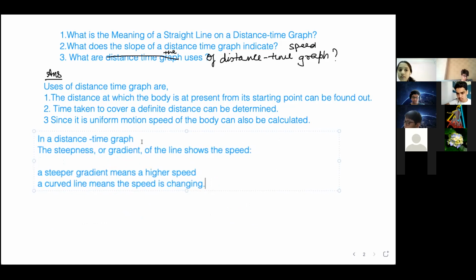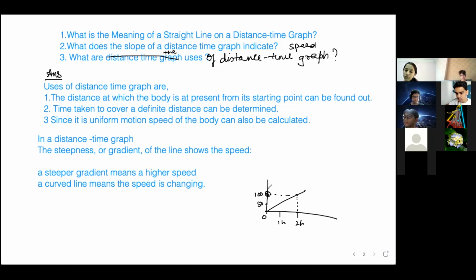Ma'am, in the uses of distance time graph, I did not understand the first point. The distance at which the body is at present from its starting point can be found out. Like, you have this graph. Okay, this is 0, this is 1 hour. This is 50 meter, this is 100 meter. If somebody asks how much distance has the object traveled in 2 hours, you will just drop a perpendicular over here at 2 hours, and you will say that it has covered 100 meter.